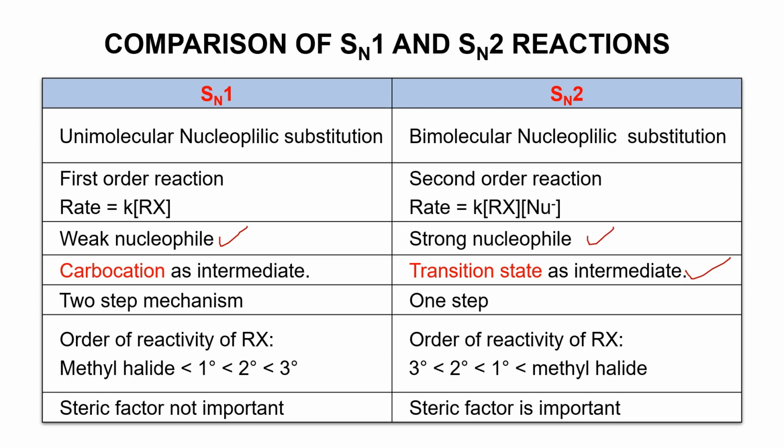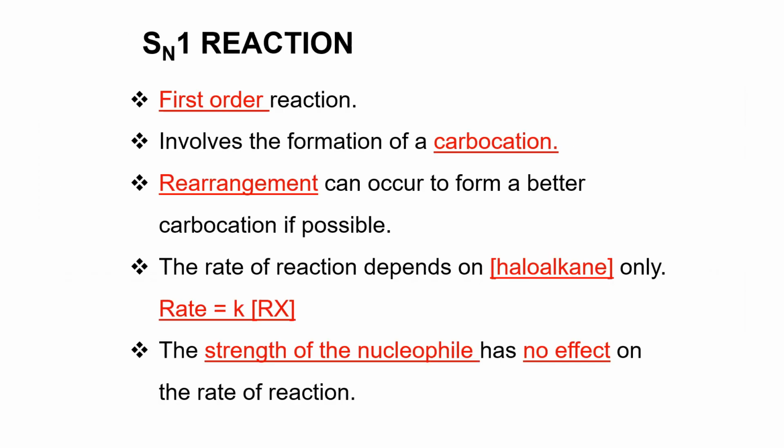In terms of order of reactivity, in SN1, methyl halide is less reactive compared to primary, compared to secondary, compared to tertiary, while in the SN2 reaction, the order of reactivity of haloalkane is from tertiary to secondary to primary to methyl halide. So in SN1, the steric factor is not that important, but in SN2, the steric factor is important.